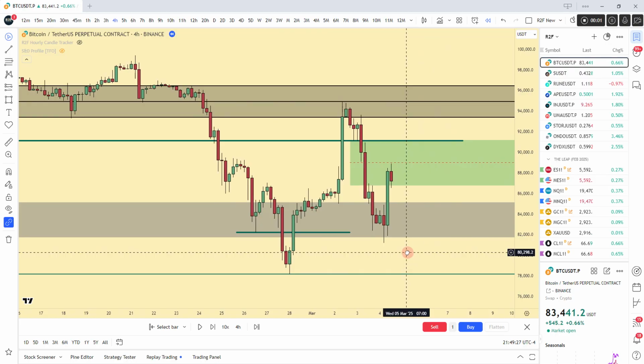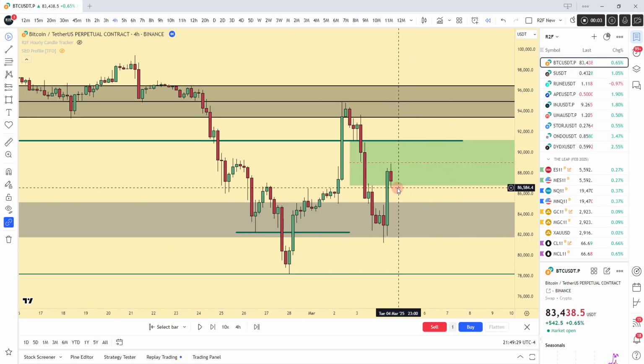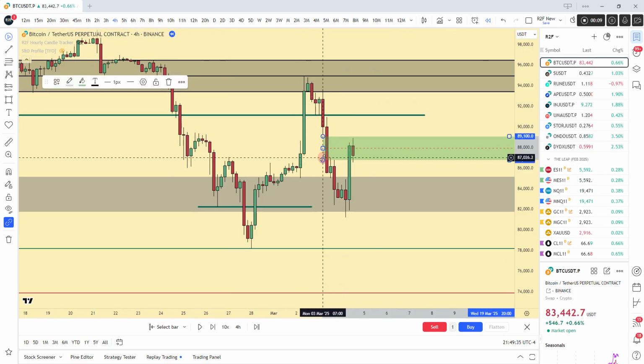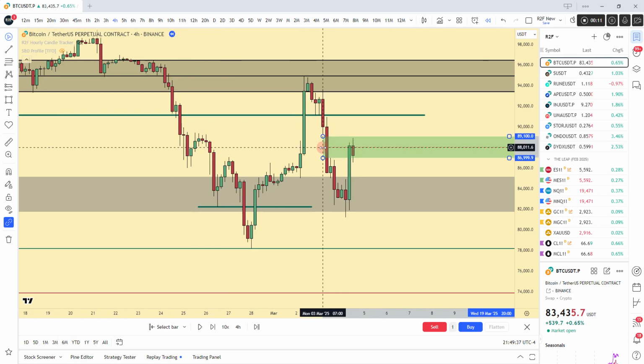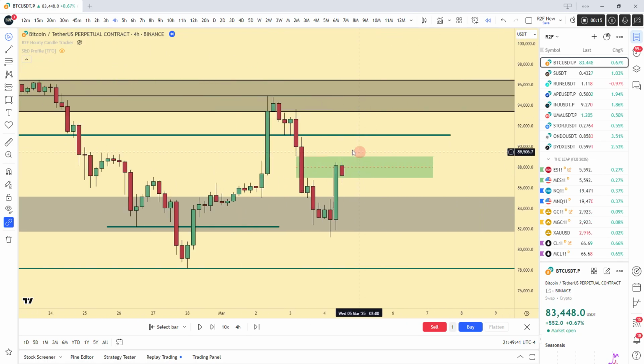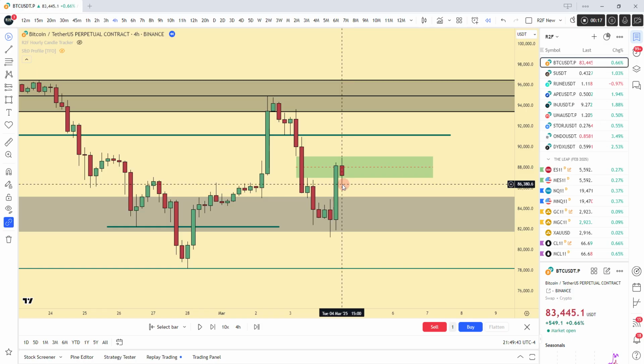Okay, yeah, I'm just going to continue on this analysis, reading price. So we go on the 4 hour. We have this gap here on the 4 hour. This is a structural gap. So I call it an S for structural.